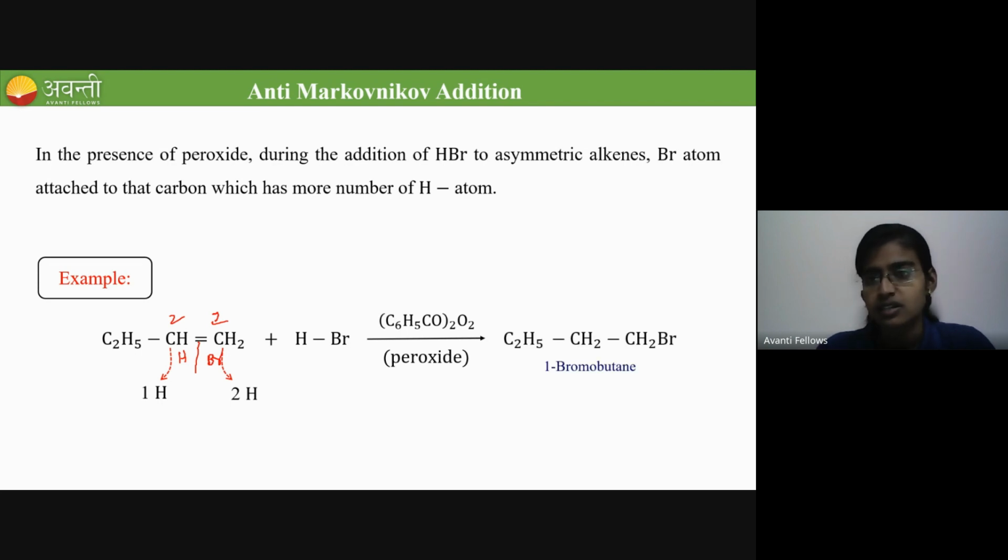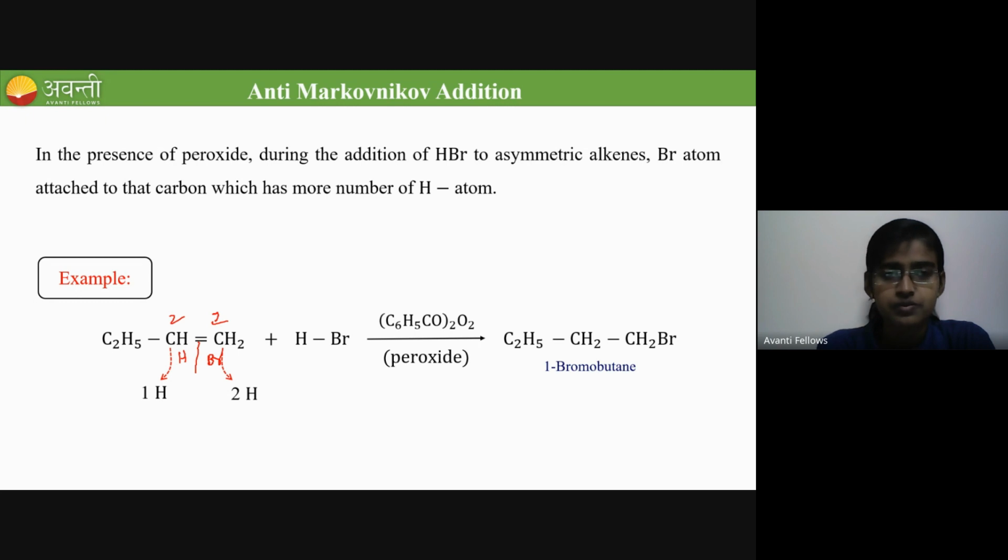Got it? Is the Markovnikov addition and anti-Markovnikov addition clear to all of you? If it is clear, just type yes in the chat box. So we will solve one question. Students, is this clear? Shall we move on with one question with this concept? Yes or no?